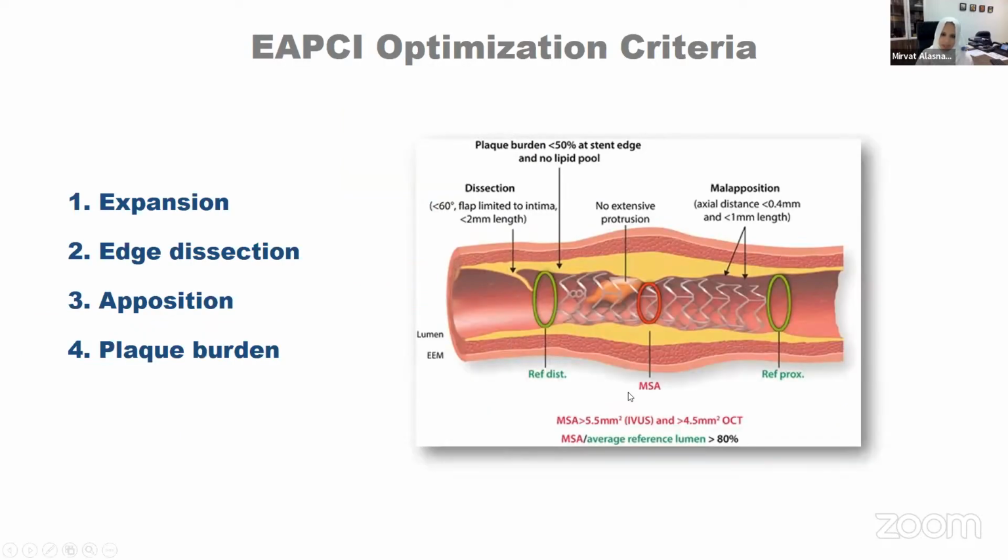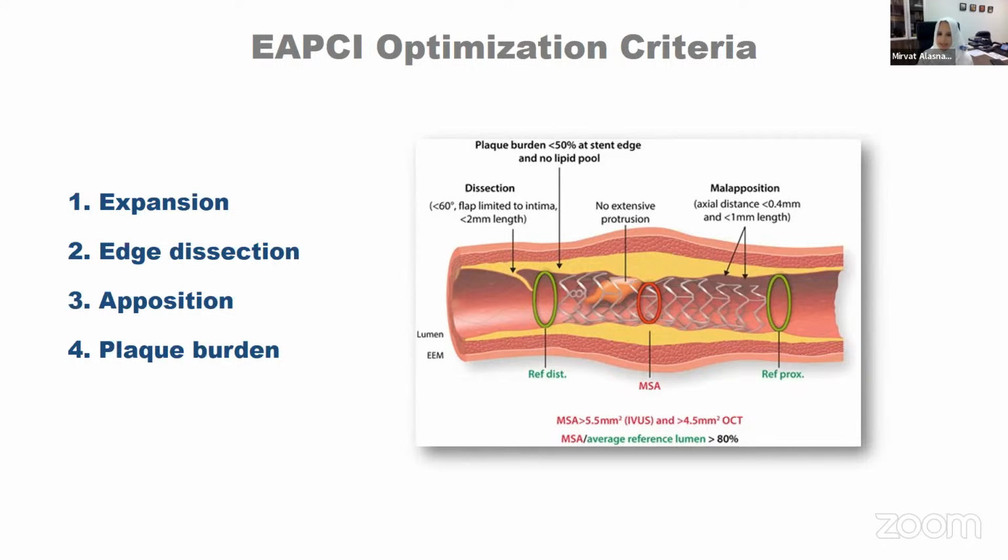When you look at the EAPCI optimization criteria, there are several nice reference publications. There's one that we did with the ACC Interventional Leadership Council, with AJ Courtenay and Alex Truesdell and so on, that again had a lot of examples, and I would refer you to it. You want to look at the expansion, edge dissection, apposition, and plaque burden where you ended up parking your stent. You want to make sure that your expansion is 80% at least, but ideal is 90%.